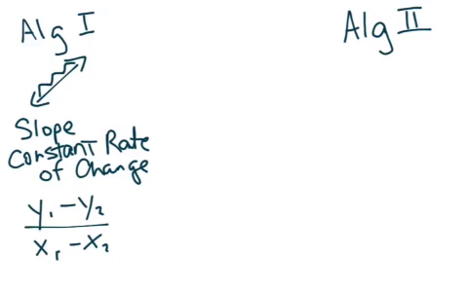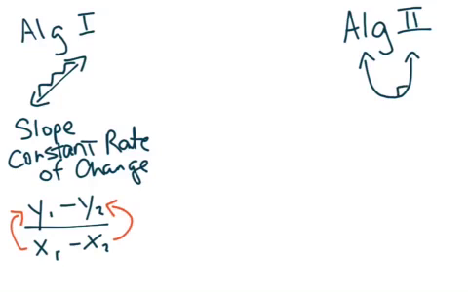was as such: y1 minus y2 over x1 minus x2. Now, your 1's and 2's may be the other direction. It doesn't matter. What matters here is that this x and y make one ordered pair, and this x and y make another ordered pair. That's all that matters.